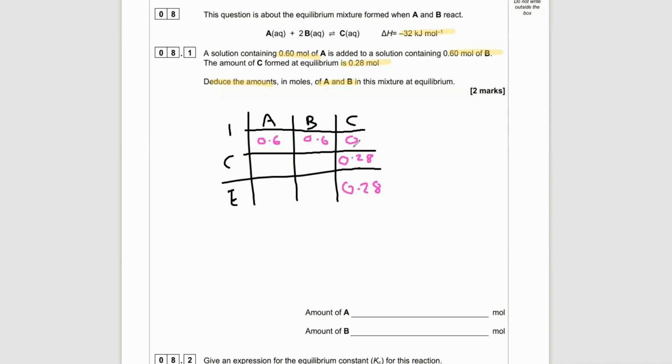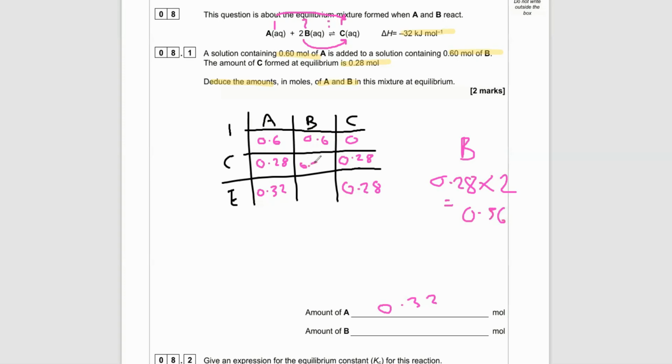What we do now is look how much the others have changed. And to do that, you times them by the ratio in the balanced equation. So the ratio of B to C is 2 to 1. So you get double the change in the moles of B than you do of C. So you go 0.28 times 2, and you're going to get 0.56 for B as the change. Whereas with A, it's a 1-to-1 ratio with C. So you're also going to get a 0.28 change. And if you take 0.28 from 0.6, you get 0.32.